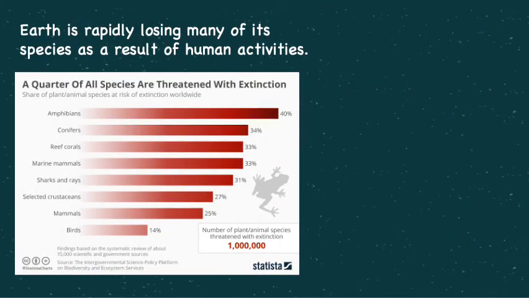The Earth is also confronted with yet another problem, and that is the loss of biodiversity. Biodiversity is the variability among living organisms, both terrestrial and aquatic. It includes the variety within species, among species, and within ecosystems. This infographic provides an overview of the species at risk of extinction. So 40% of amphibians could go extinct, along with 33% of marine mammals and 14% of birds.